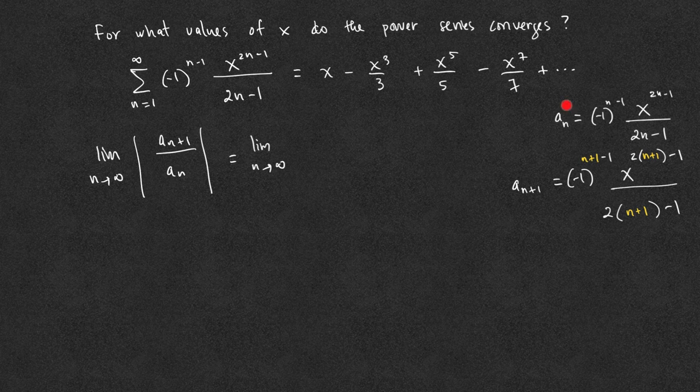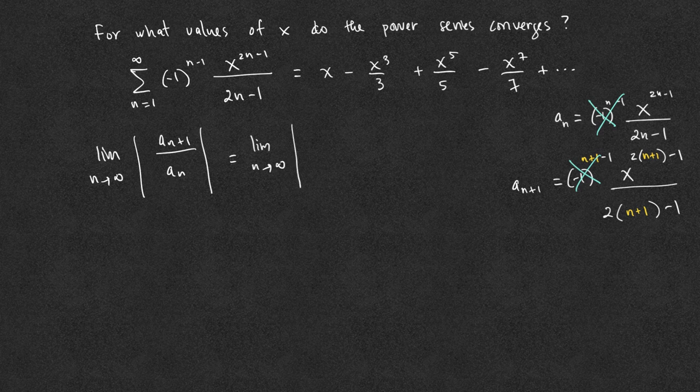Note that after we write a sub n, to get a sub n plus 1, we simply replace n with n plus 1. But be careful, we must use parentheses around n plus 1 if it is an expression. In this case, we're taking the absolute value of the ratio, so there's no need to write the negative 1 to the n minus 1 factor. We still need to write the absolute value because of the variable x.